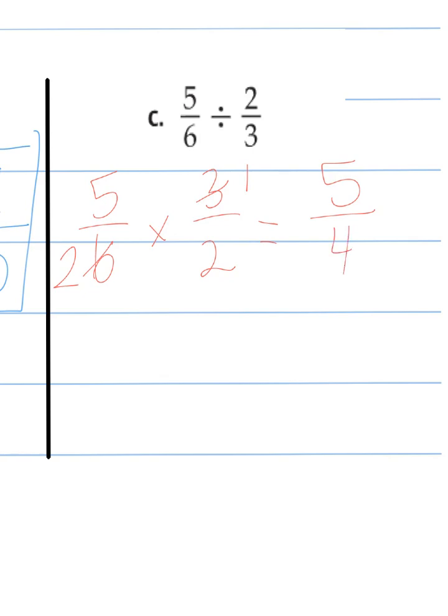Okay, we have an improper fraction, so let's change it into a mixed number. 4 fits into 5 one time with 1 left over out of 4. So there's our answer.